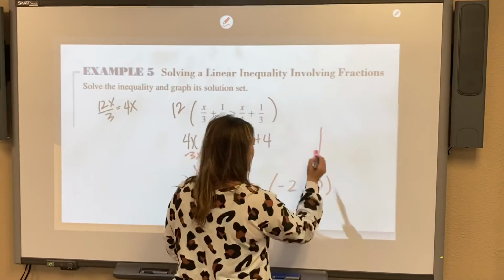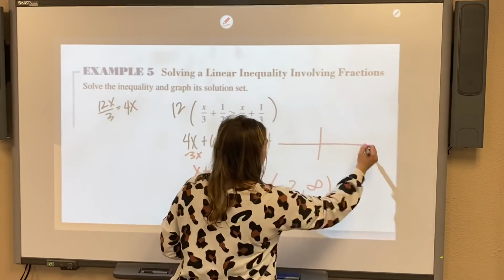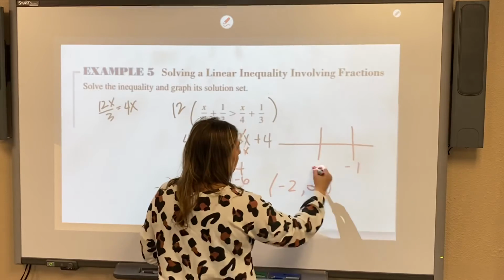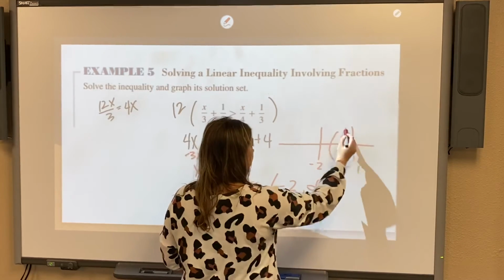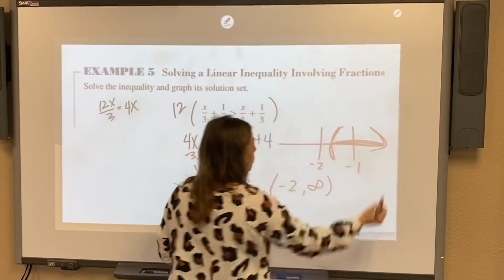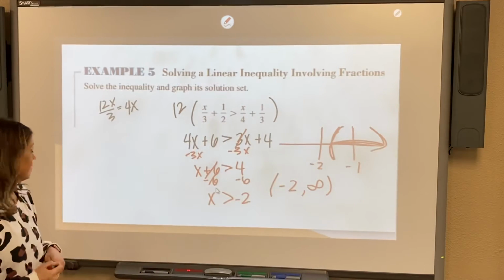Okay, and if we have our graph, I made this so big, negative 1, negative 2, it's a parentheses, and it shades to positive infinity. Okay.